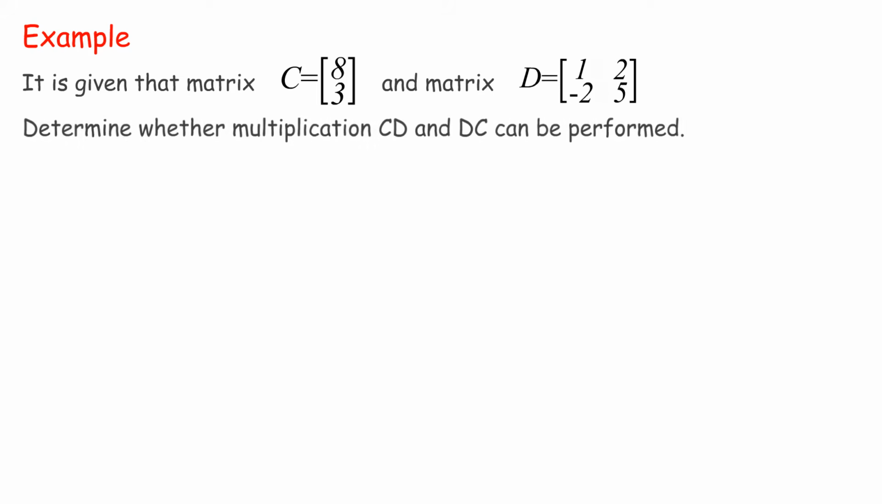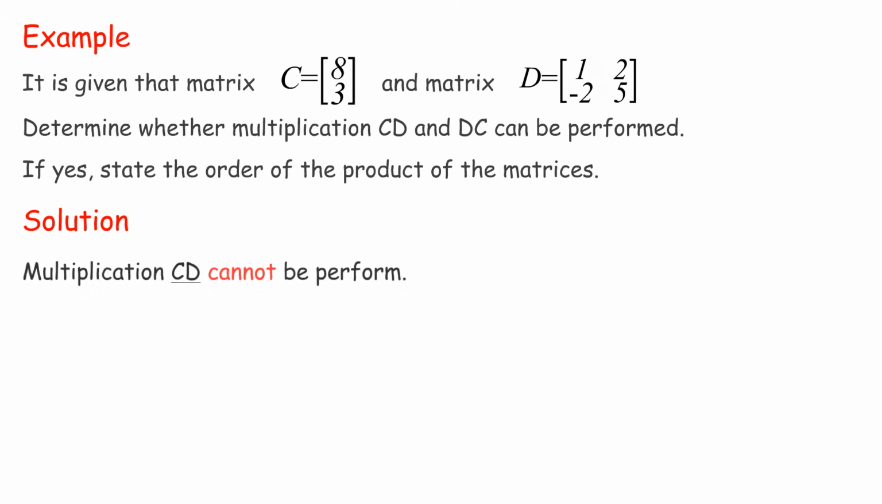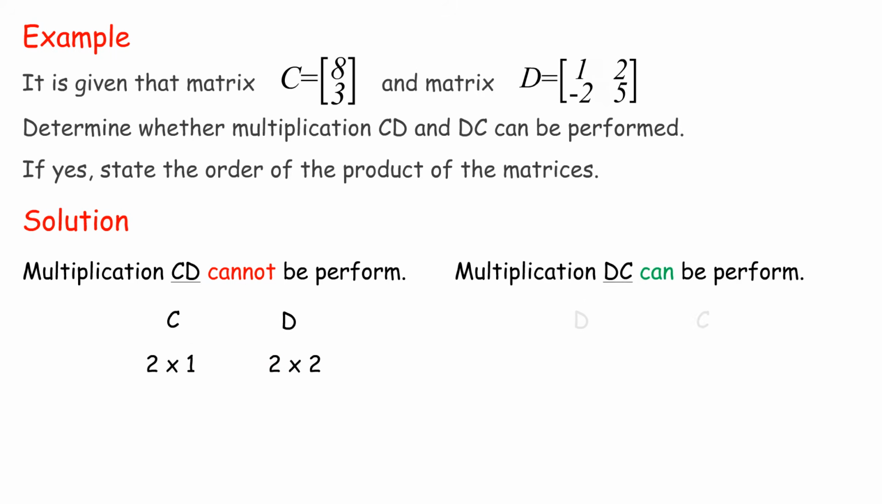Example: it is given that matrix C and D. Determine whether multiplication CD and DC can be performed. If yes, state the order of the product of the matrices. Solution: multiplication CD cannot be performed, because the number of columns in matrix C is not the same as the number of rows in matrix D. Multiplication DC can be performed, because the number of columns in matrix D is the same as the number of rows in matrix C. The order of DC is 2 times 1.